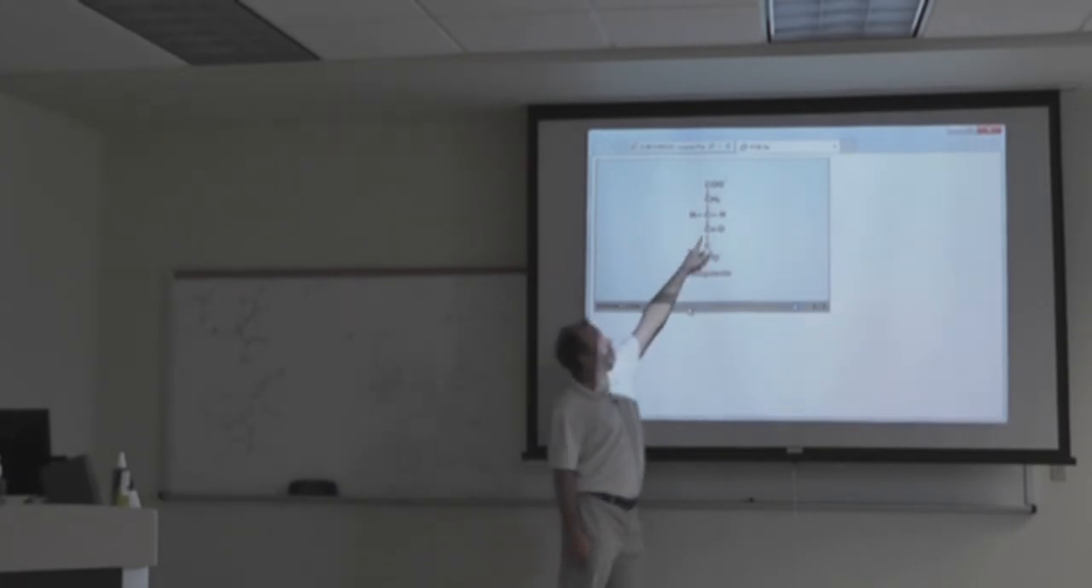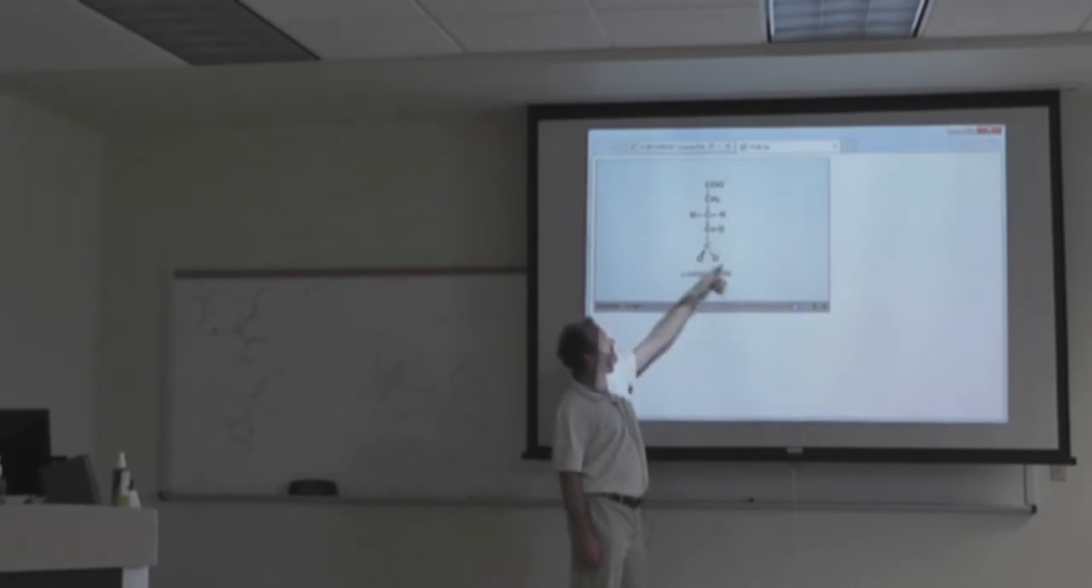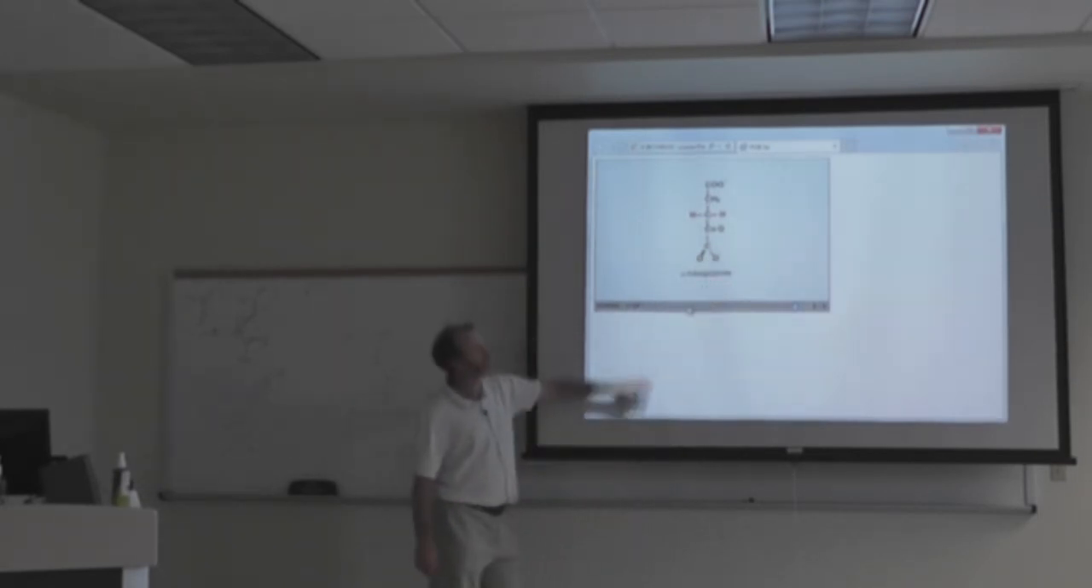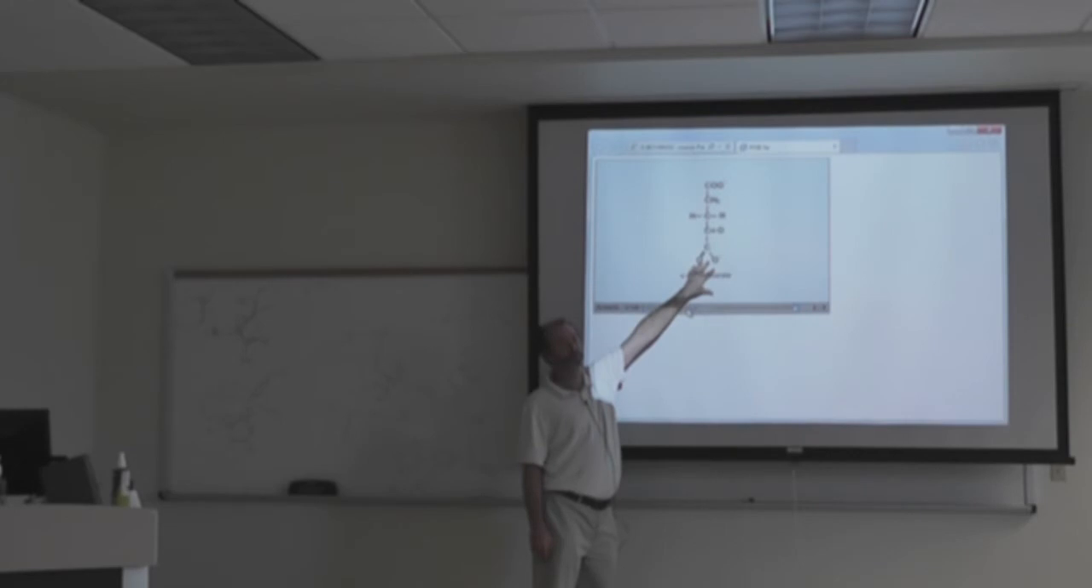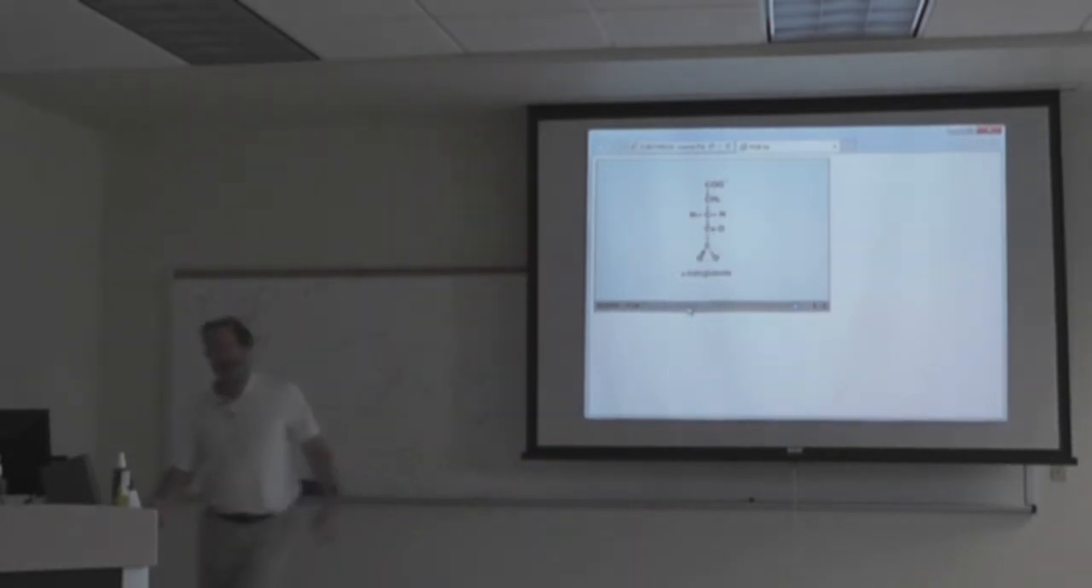So you have alpha keto, this is a keto group on the alpha carbon, and a carboxylic acid, and it's glutarate. This ends up being the precursor for glutamic acid. You add an amine group there, and you get glutamic acid.